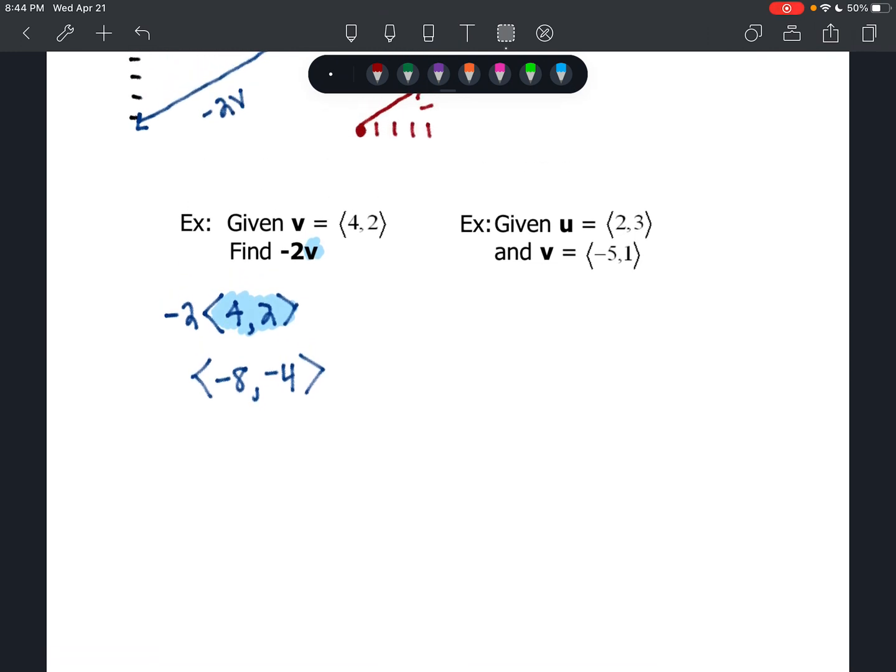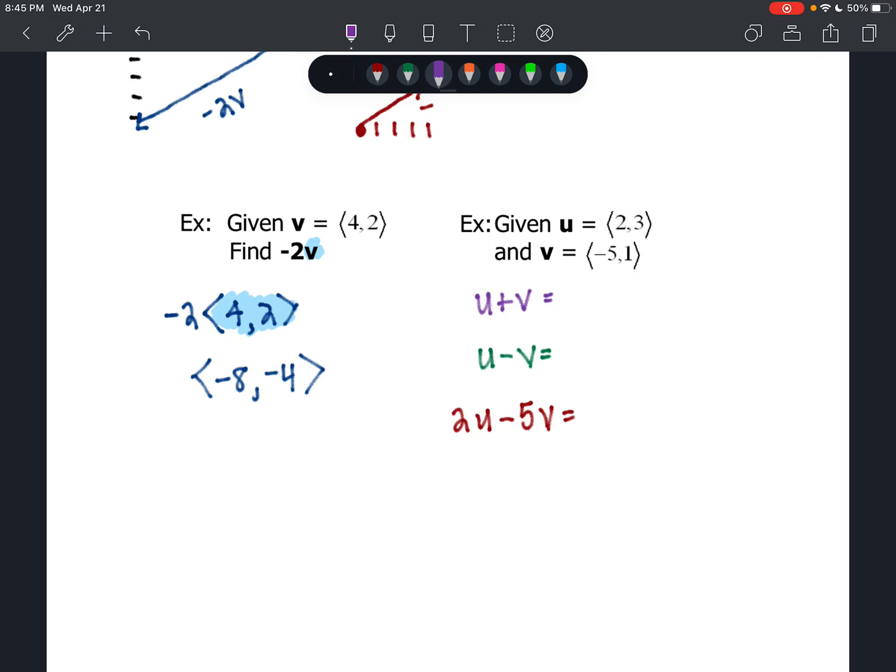Okay, let's do another. And actually, I think that we're going to have you try this. Given U is equal to 2, 3, and V is equal to negative 5, 1, both in component form, let's find these 3 things. Let's find U plus V. Then let's find U minus V. And then we're going to really challenge you here. Let's find 2U minus 5V. Press pause and we're going to come back and I'm just going to reveal the answer for you.